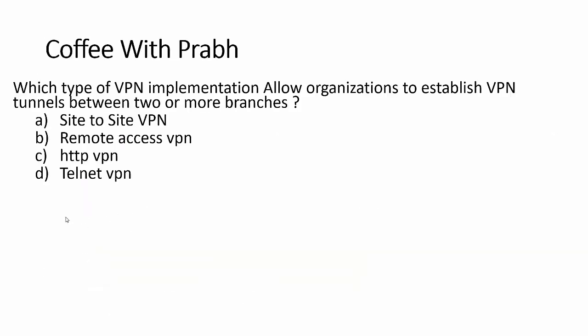Which type of VPN implementation allows an organization to establish a VPN tunnel between two or more branches? Option A, site-to-site VPN. Option B, remote access VPN. Option C, HTTP, and option D, telnet. C and D are not there, so we're left with A and B. The keyword here is two or more branches. So the answer is basically site-to-site VPN.